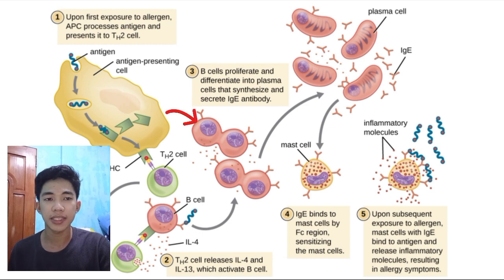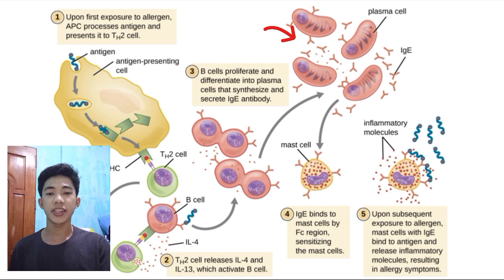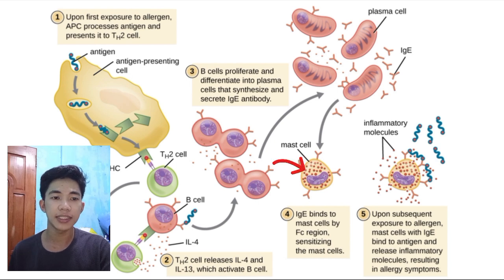Once the B cells are activated, they proliferate and differentiate into plasma cells that synthesize and secrete IgE antibody. As you can see, the B cells right here differentiated into plasma cells, which produce IgE antibodies. Now, the IgE antibodies bind to mast cells by the Fc region, sensitizing the mast cell. The mast cells are other immune cells which contain chemicals that are responsible for the signs and symptoms of allergy whenever there is an allergic reaction.